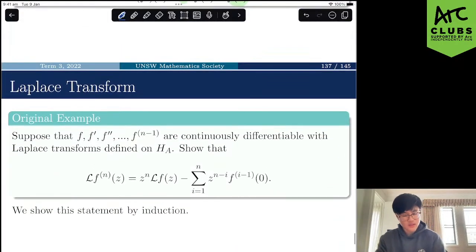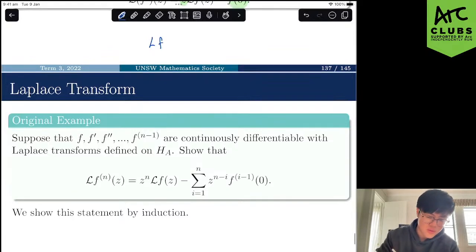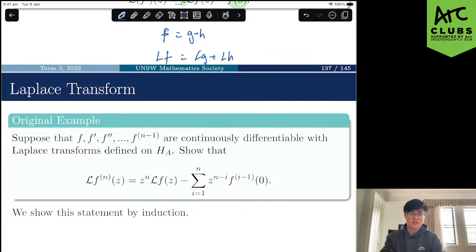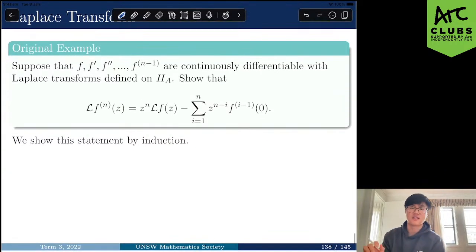I guess another property is that the Laplace transform is actually linear. So if you have f equals g plus h, then L of f equals L of g plus L of h. So it's linear in that sense. All right, let's look at this problem.